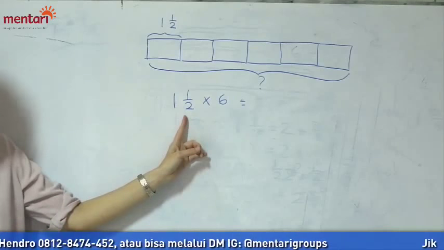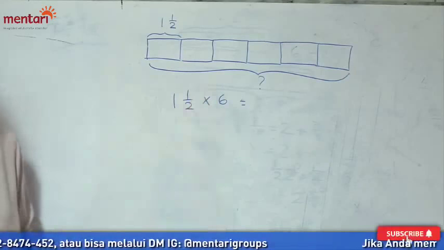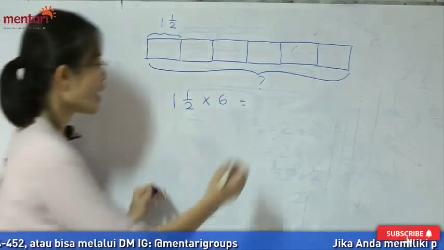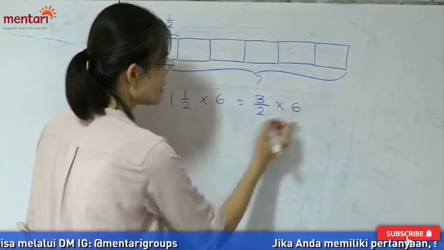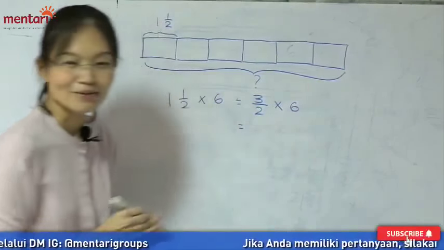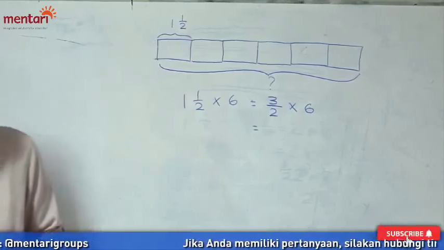1 multiplied by 2 is 2. Adding 1, that is 3. 1.5 equals 3 halves, and then we multiply by 6. Okay. Do you still remember how to multiply a fraction with a whole number?